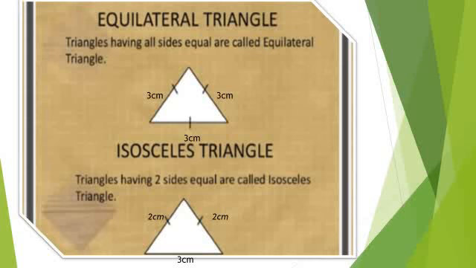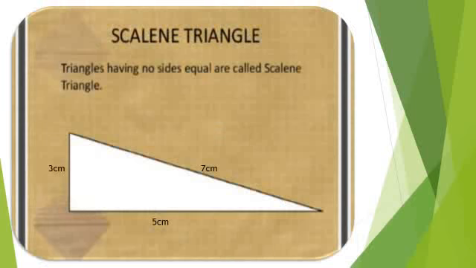As you can see, 2 sides are of 2 cm and the third side is of 3 cm. So this is known as isosceles triangle. And in scalene triangle, the length of all the sides is different. No side is equal in length. As you can see in the example, all 3 sides have different lengths. So this is a scalene triangle.